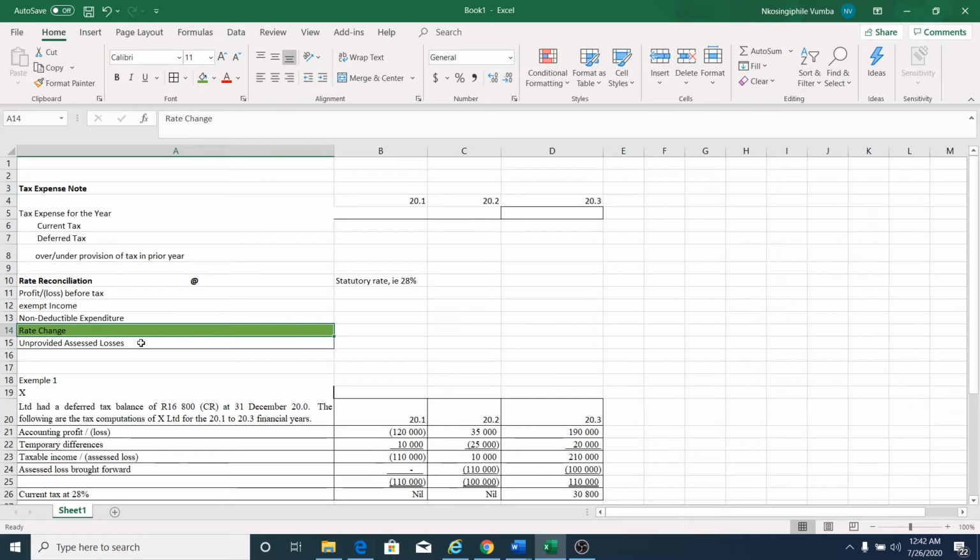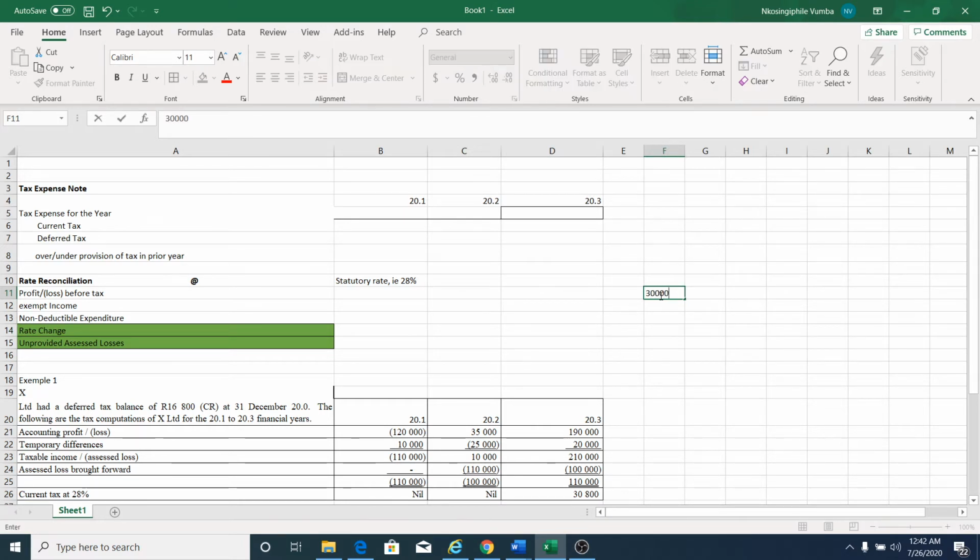It's these two: the assessed losses, the rate change, and unprovided assessed losses. These items are not exhaustive, just so you know. So the rate change: as I explained, you have a deferred tax asset, say of 30,000, on 2020 and on 2021. This was a 20% rate, and this should be a 30% rate.